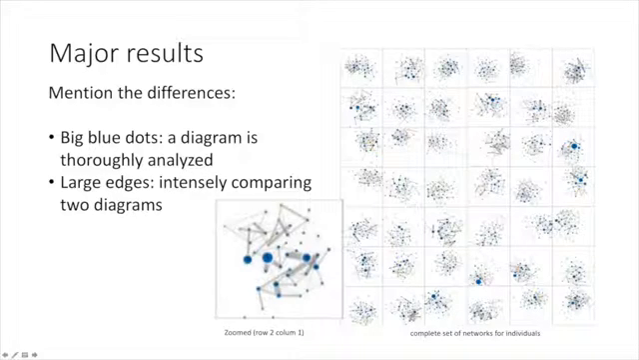This figure shows a complete set of networks for individuals. It's not clearly seen on the presentation, but if we look at the plots closer, it's possible to see multiple behavioral differences. One can notice that some networks have one big node and some have large edges. Big blue nodes mean participants analyzed the diagram on the screen thoroughly, and large edges mean participants were comparing two diagrams very intensely.